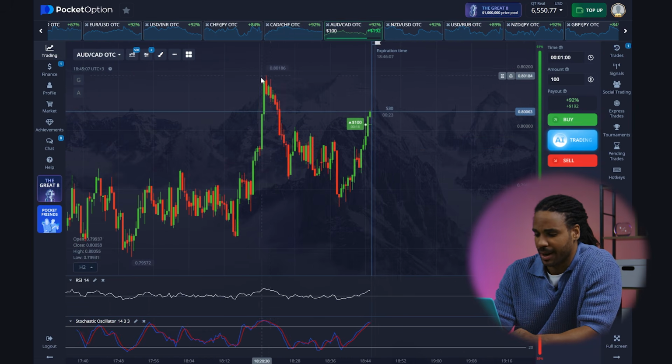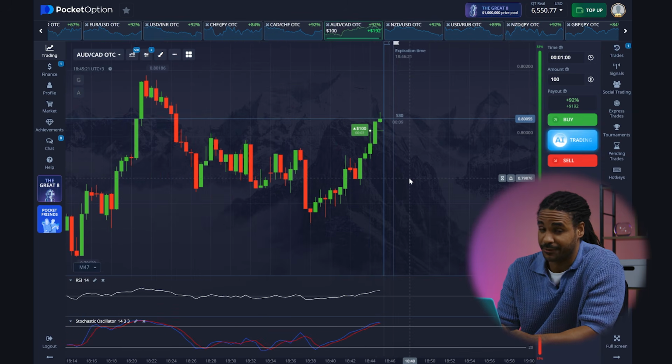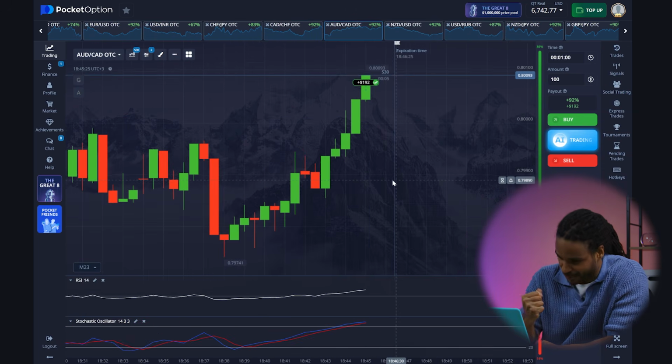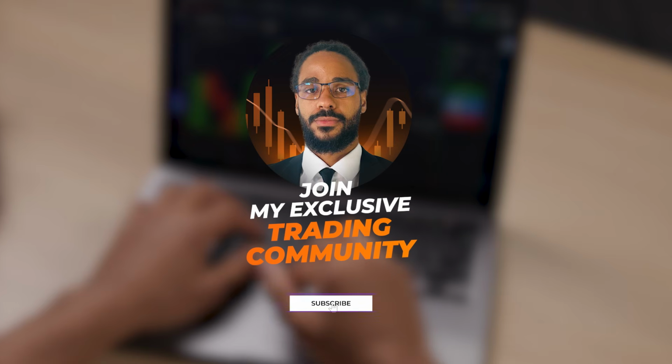Only a few seconds remaining, and let's see. It's unlikely that the chart will reverse sharply. The trade closes. Perfect. And let's wrap it up here.